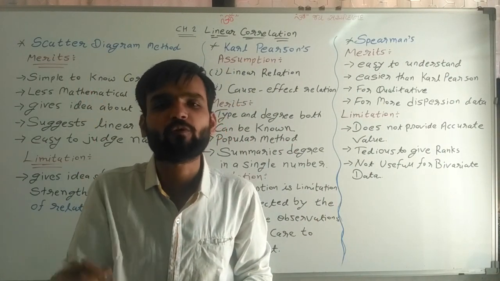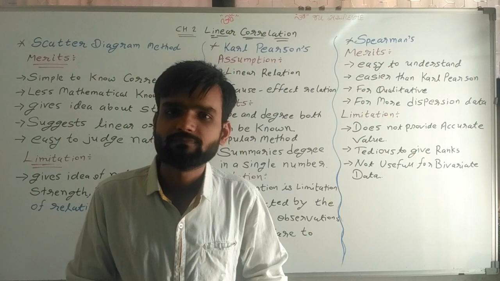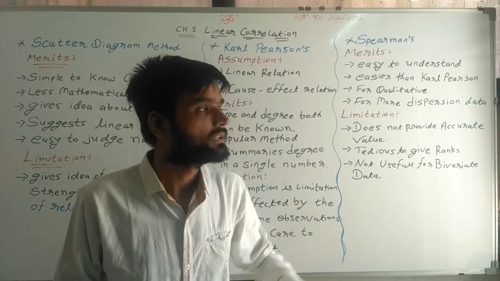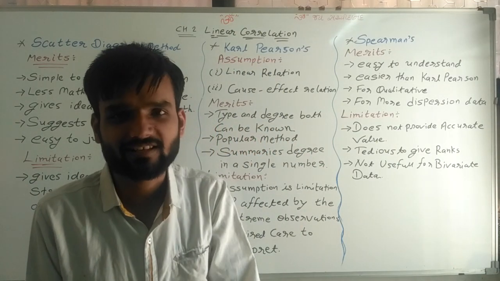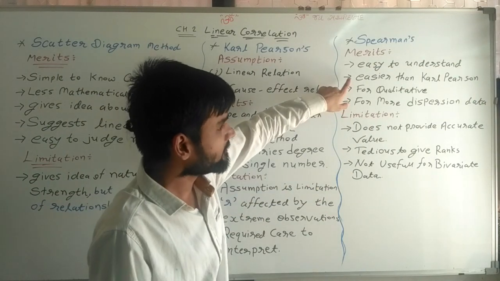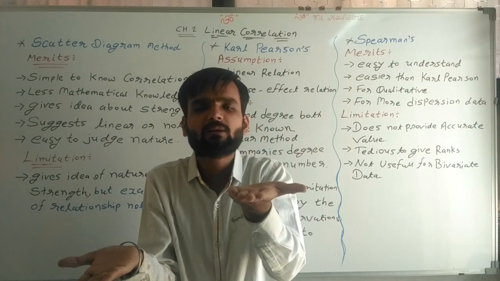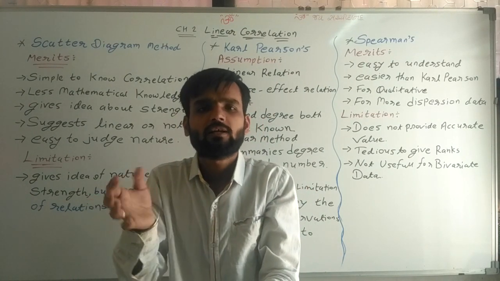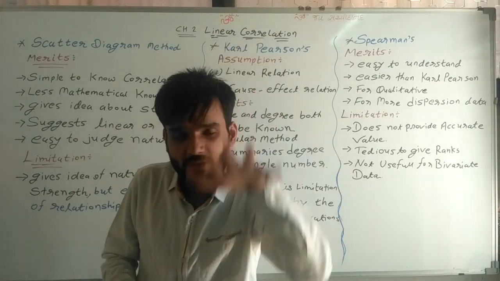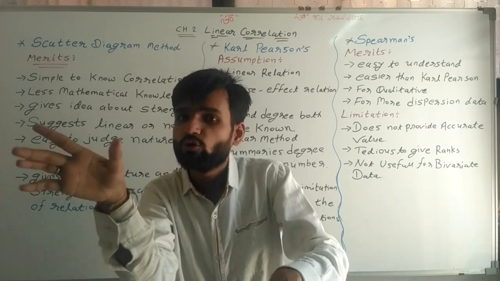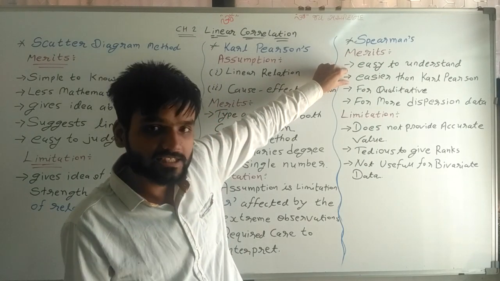Just give ranks 1, 2, 3, 4, 5, 6, 7, 8, and find the difference. Square the differences, use the formula and solve the sum. So compared to Karl Pearson, it is easy to understand. First merit, easy to understand. Second merit, easier than Karl Pearson. Karl Pearson is somewhat hard compared to Spearman, so Spearman is easy. That is the second merit.